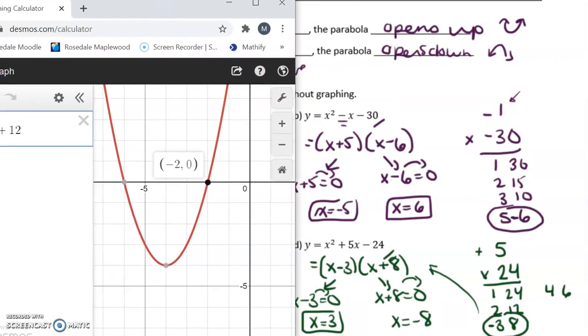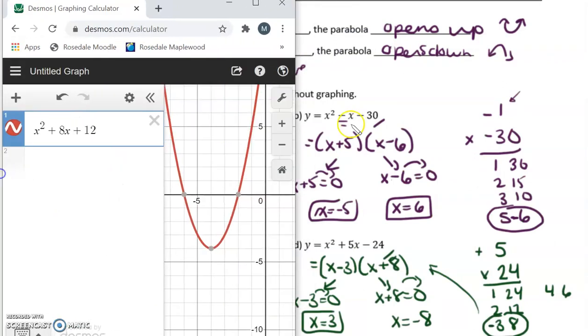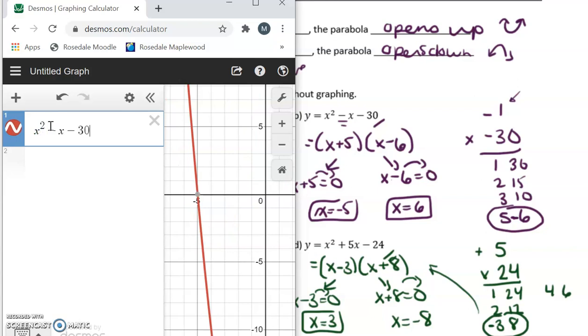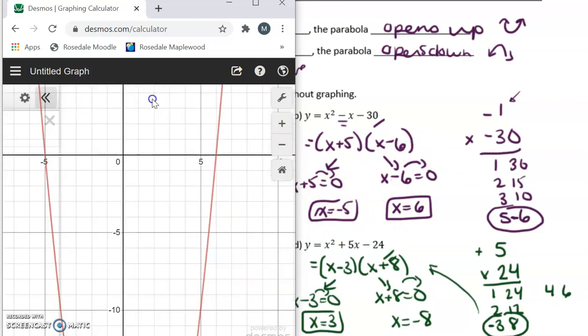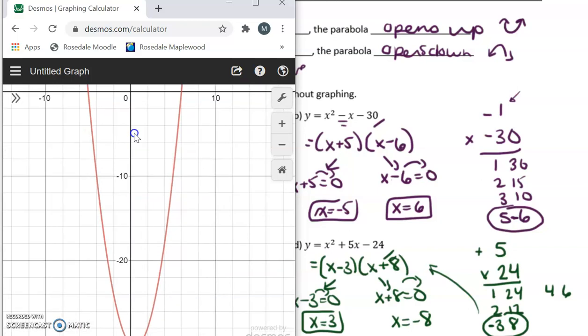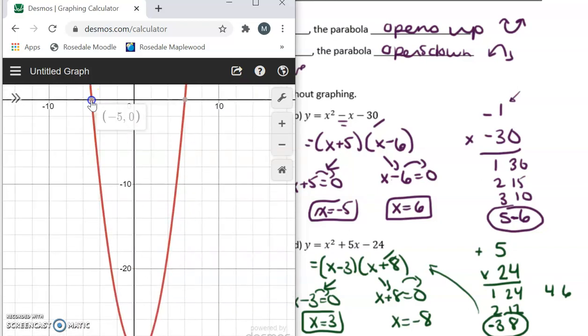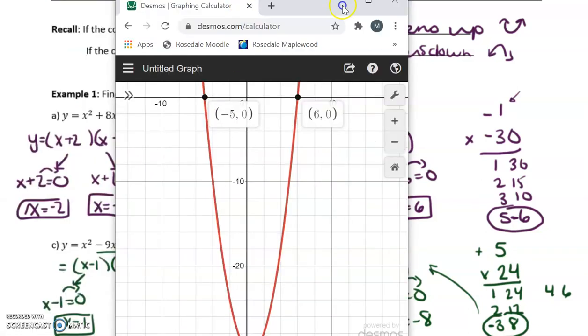Likewise, the exact same thing, if we put in this equation here, so we have x squared minus x minus 30, the x-intercepts that we got are negative 5 and 6. So when we're looking at this graph, we get the x-intercept of negative 5 and the x-intercept of 6. That's what that means.